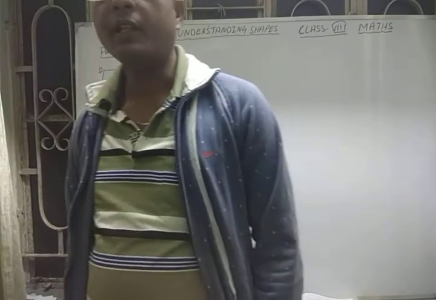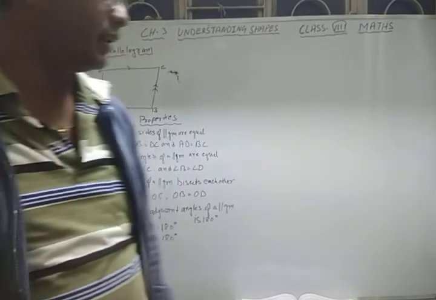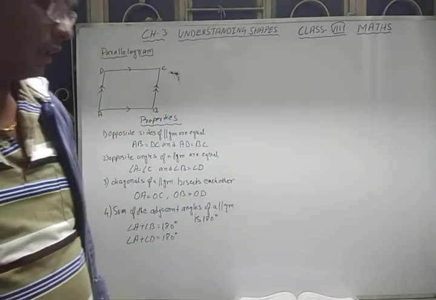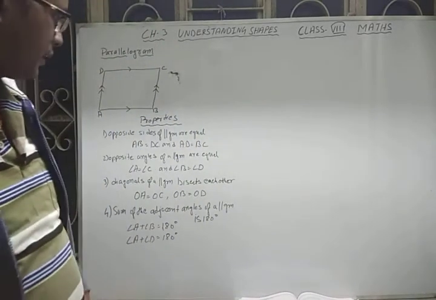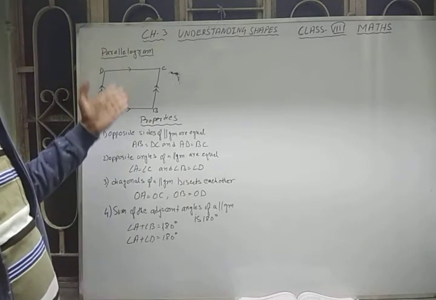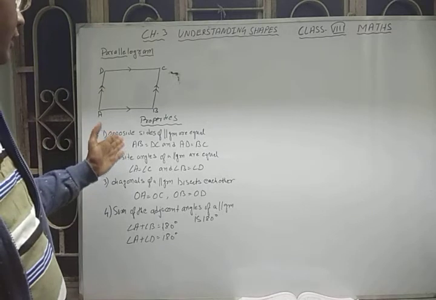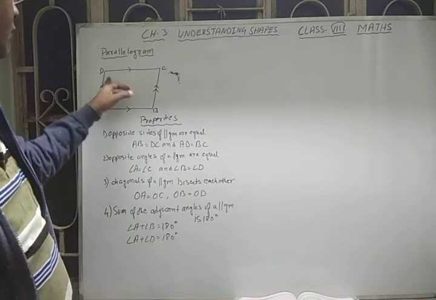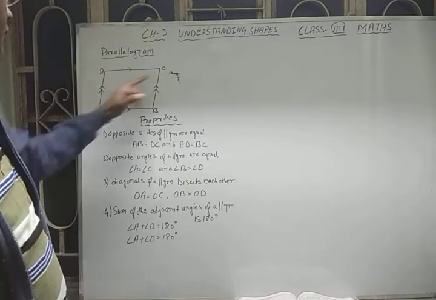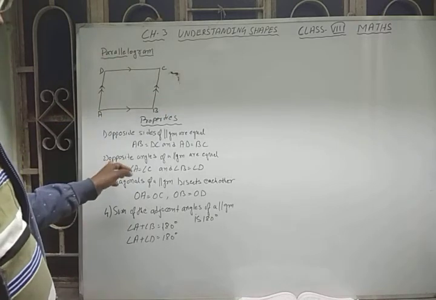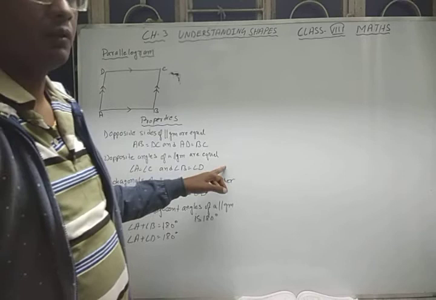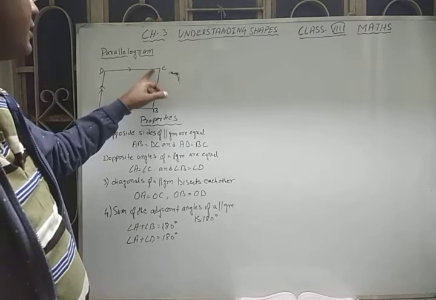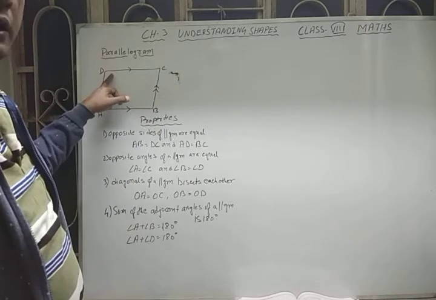Now we will see some properties of a parallelogram. Very important, we have to know the properties of a parallelogram. First, the opposite sides are parallel to each other. In the same manner, the opposite sides of a parallelogram are also equal to each other. That means AB is equal to DC and AD is equal to BC. Next, the opposite angles of a parallelogram are equal. Angle A is equal to angle C, angle B is equal to angle D.